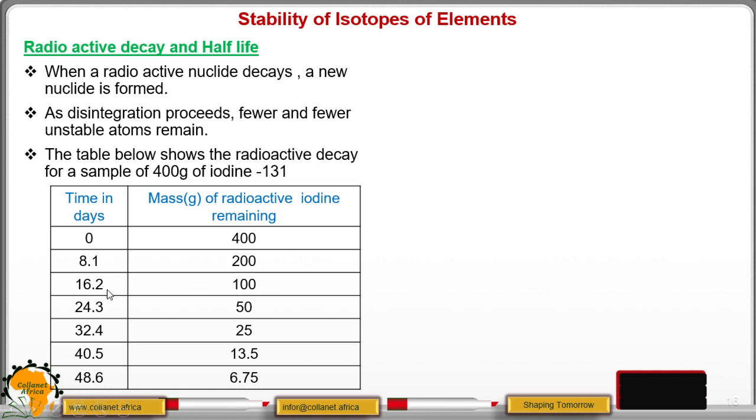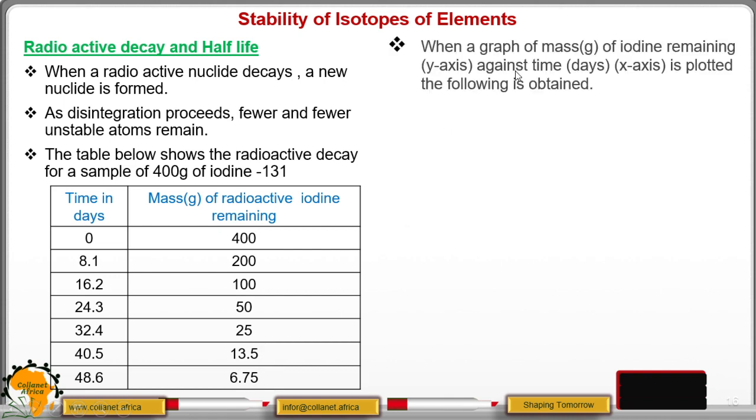When it went to 16.2, we had 100 grams. Then 24.3, we had 50 grams. 32.4, we had 25 grams. And the process continued until at 48.6, we had 6.25 grams remaining. So in other words, we have seen that as the disintegration or splitting occurs, we will have fewer and fewer unstable atoms remaining. That is what is happening on this side. This is the mass that is remaining.